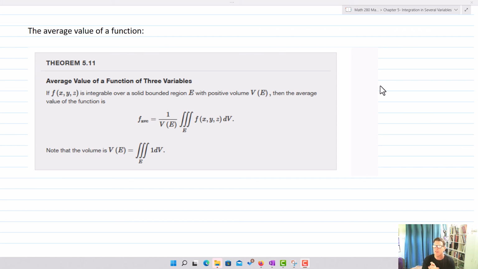So the average value of our function is going to be 1 over the volume of E, the region that we are finding the volume for, times the triple integral over E of our function times dV. Basically, the triple integral of the function over the region E divided by the volume of E. That's the same thing we did with double integrals, and the same thing you do with single integrals as well. Notice as well that the volume of E is defined by the triple integral of 1 dV. So let's take a look at an example of this.